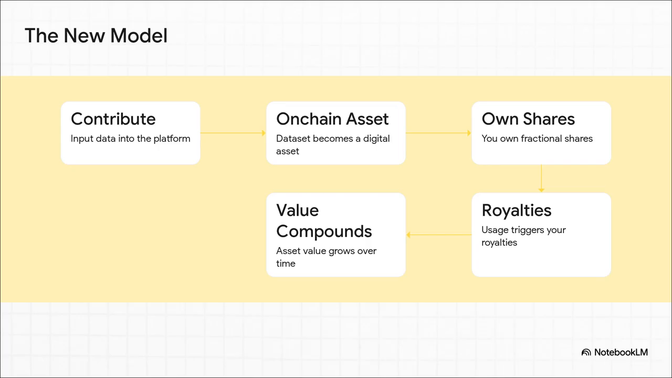Then, step 4. Usage metrics trigger royalties. Remember all that long-term AI training we just talked about? Now, that usage is tracked and it automatically triggers a royalty payment straight back to you. And finally, step 5. Your value actually compounds over time. Instead of moving on and starting from zero every day, your past contributions keep working for you. It's a complete structural transformation of how data labor is rewarded.